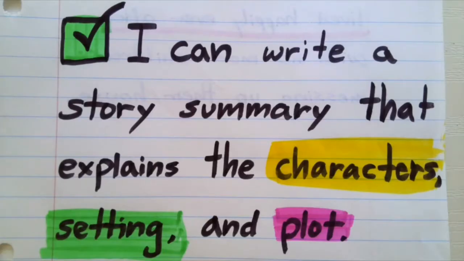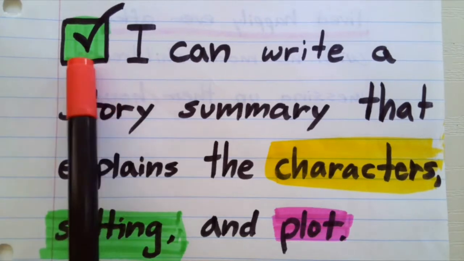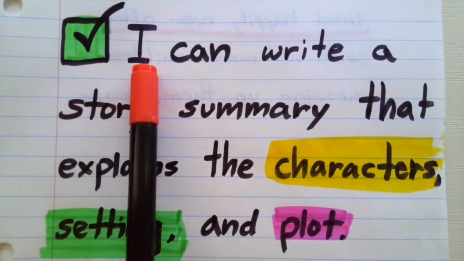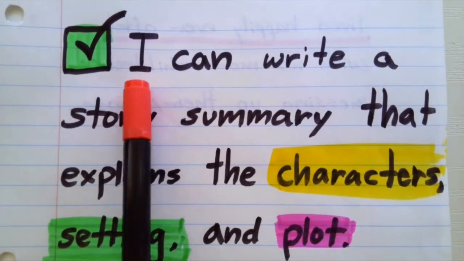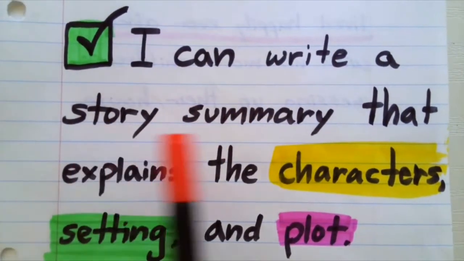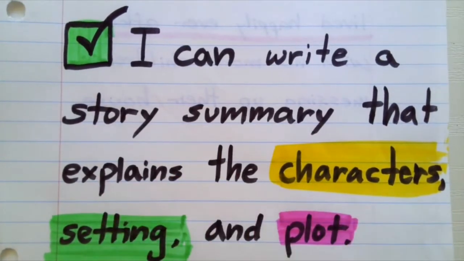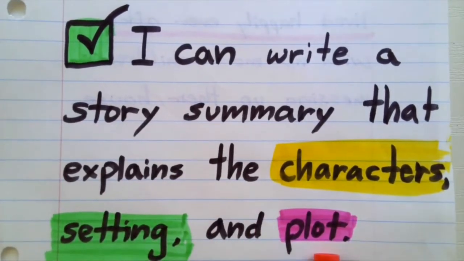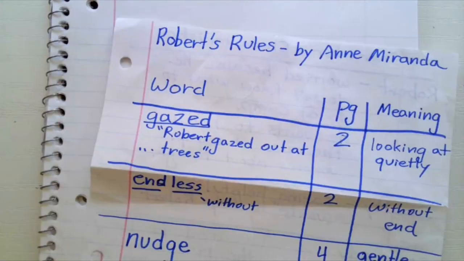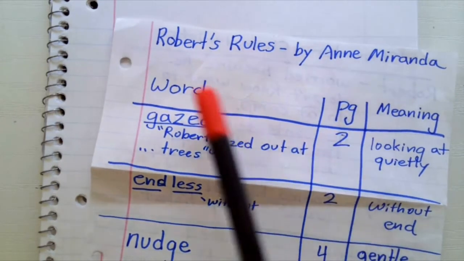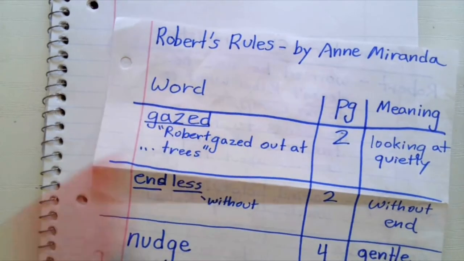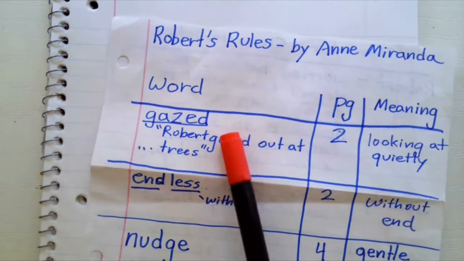How do we know that we have written a good summary? Let's read the success criteria together. Ready? Begin. I can write a story summary that explains the characters, setting, and plot. While we are reading Robert's Rules, you will need your tool that we were making last time. If you do not have this tool, you will definitely need paper and something to write with.